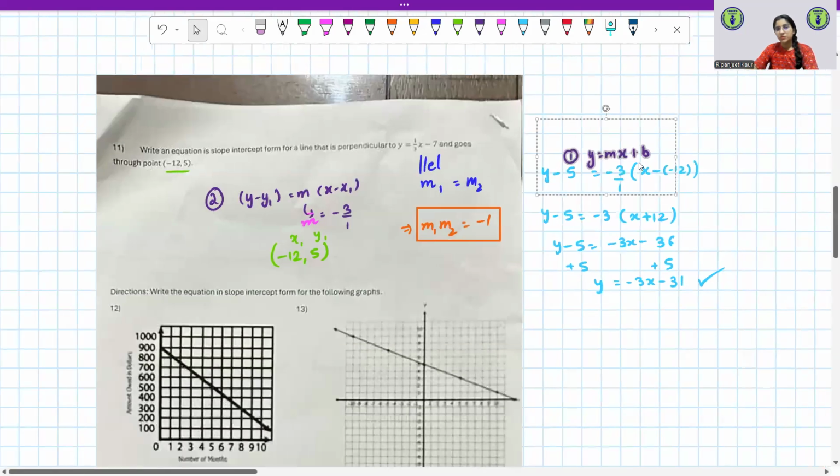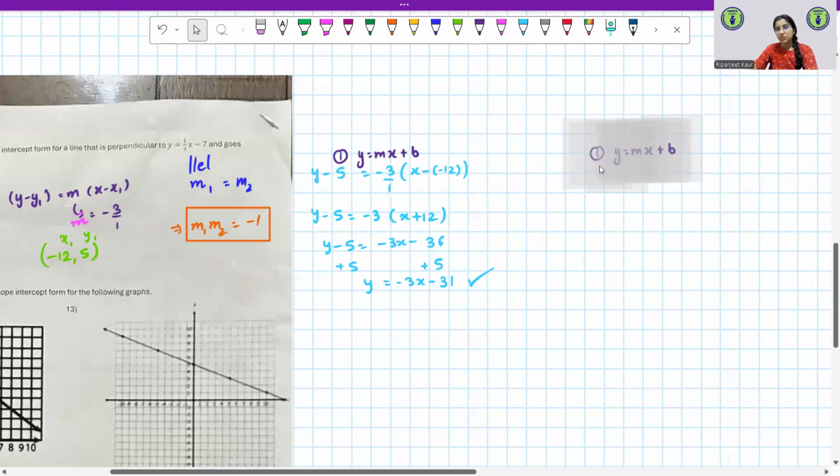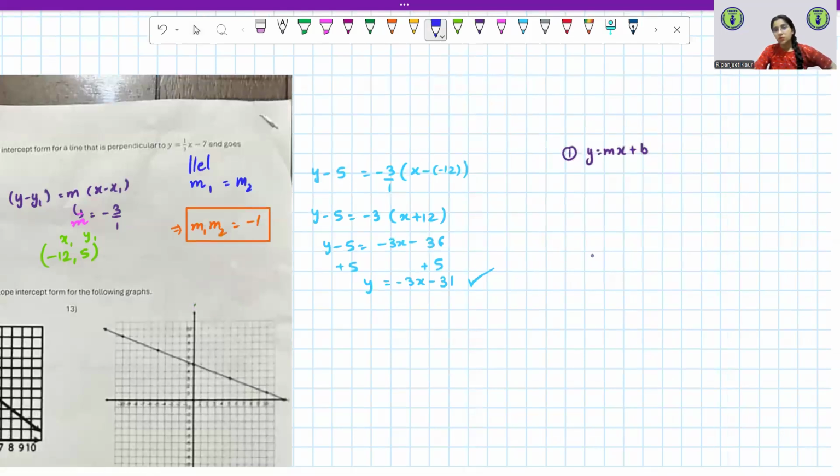Okay, so here we have it. This is the first equation, and we already know the slope. The slope is negative 3 over 1, and the point given is negative 12 comma 5. So we plug these values inside here, which gives us 5 is equal to negative 3 over 1 times negative 12 plus b, which gives us 5 is equal to negative 36 plus b. Oh, wait, something went wrong. Give me a moment. I'm just checking if everything I have written is correct.